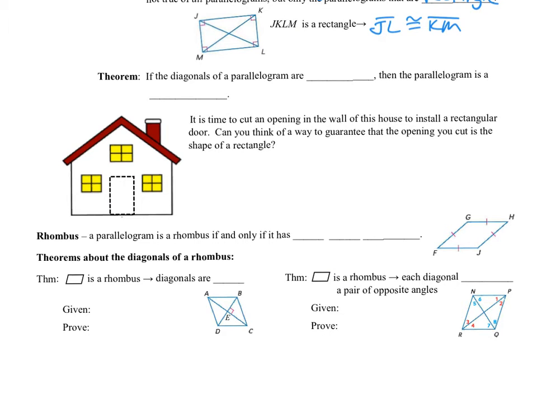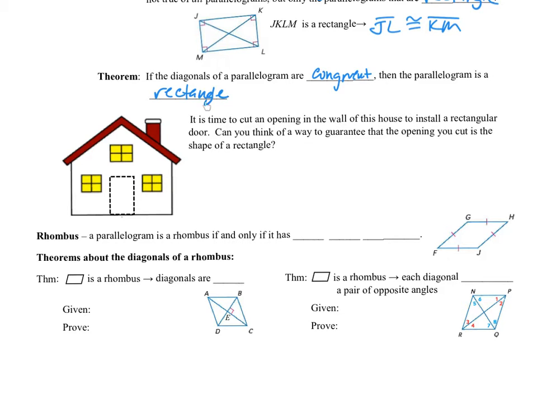Now let's take a look at a theorem that will be the converse of the theorem that we just stated. This theorem says that if the diagonals of a parallelogram are congruent, then the parallelogram has to be a rectangle. So with that in mind, I want you to think about this question.